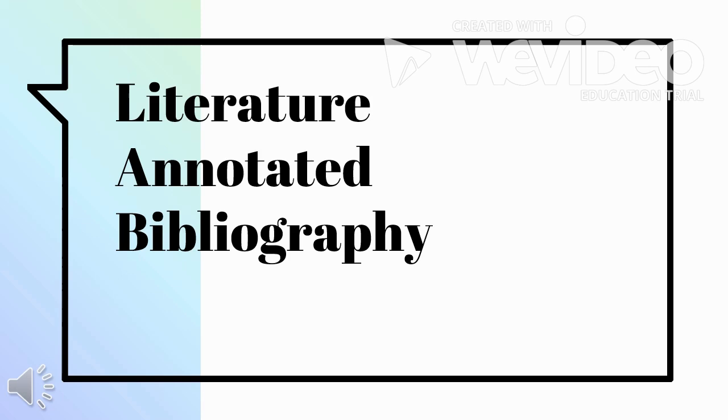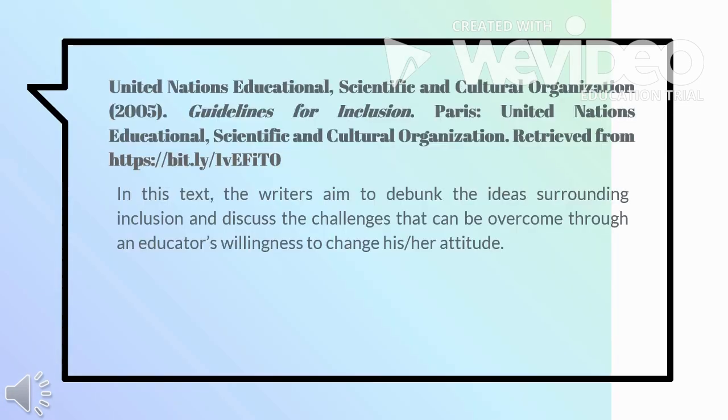Moving on, we will be looking at the literature and annotated bibliography that helped support my research. The first source I explored was called Guidelines for Inclusion, written by the United Nations Educational, Scientific, and Cultural Organization. The text focuses on how excluded students are planned for in education. It's broken down into three parts. The first is the framework, second, practical changes at the school level, and third, tools for education plans.